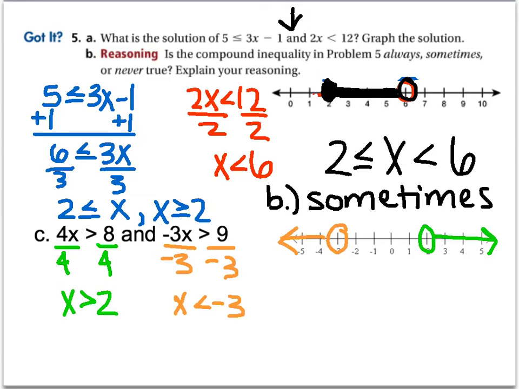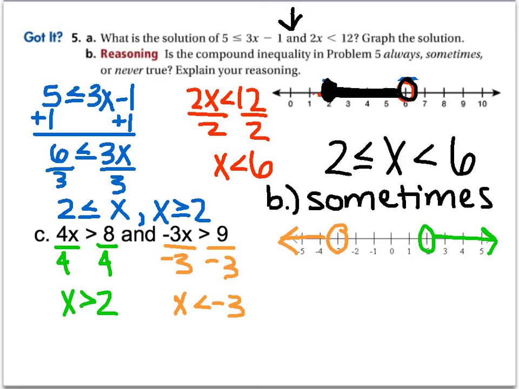What's the solution to this compound inequality? X greater than 2 and x less than -3. Jordan. -3 is greater than x, which is greater than 2. Not quite, because we have our arrows going in the opposite directions. You'd have to switch that sign.